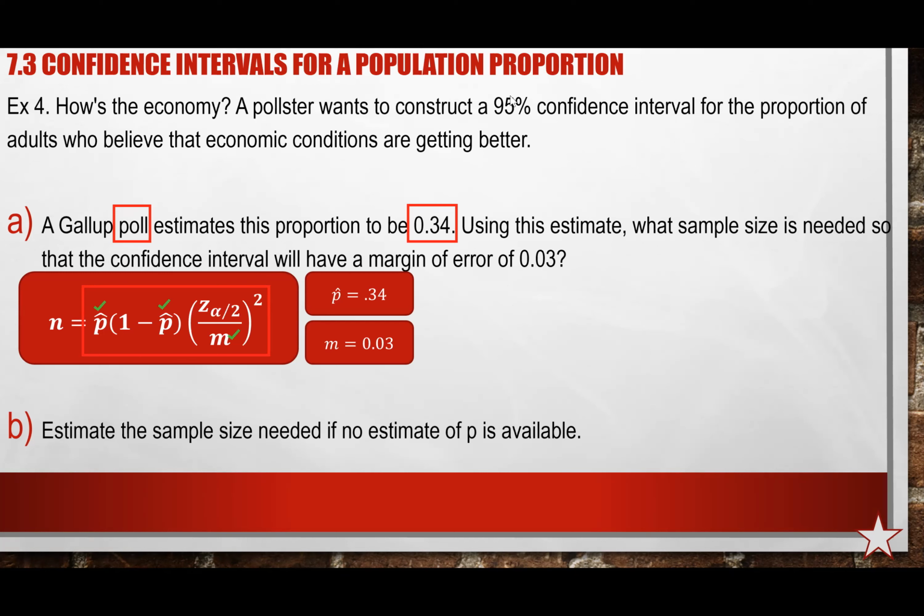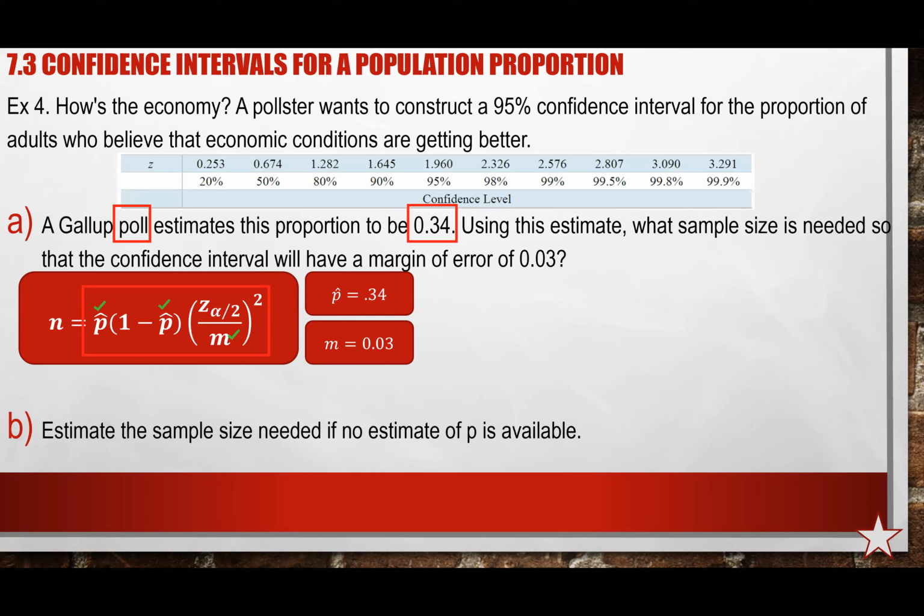Well, they ask us for a 95% confidence interval. 95%, hopefully by now you know that the Z critical value for 95% is 1.96. If not, this is what we have, right? The Z critical value is right here. We have 95% and the Z value is 1.96. So we got everything we needed, ladies and gentlemen.